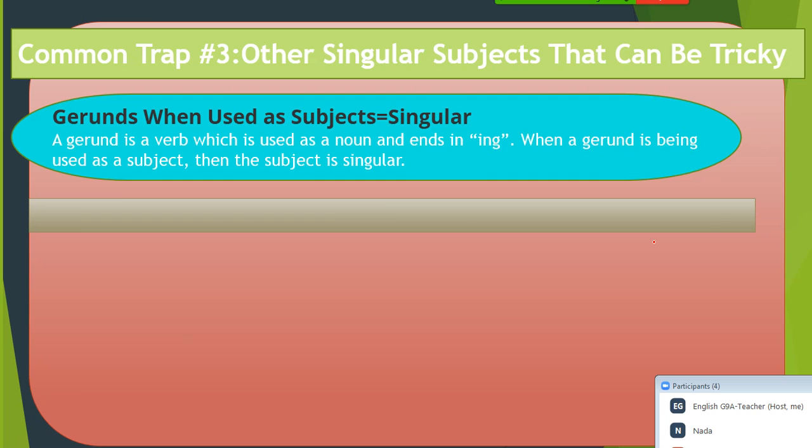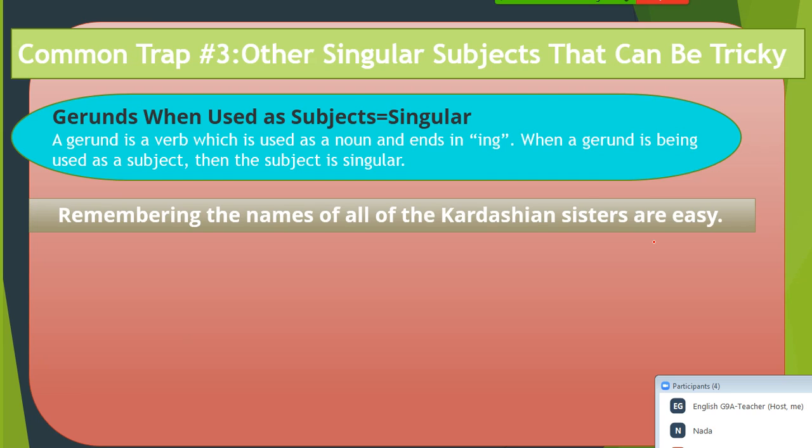Look at this example. Read it, Ahmed. Ahmed Hani, read it. Okay, Ahmed Zaki, read it. Remembering the names of all the Kardashian sisters are easy. Yes. Remembering the names of all the Kardashian sisters are easy.